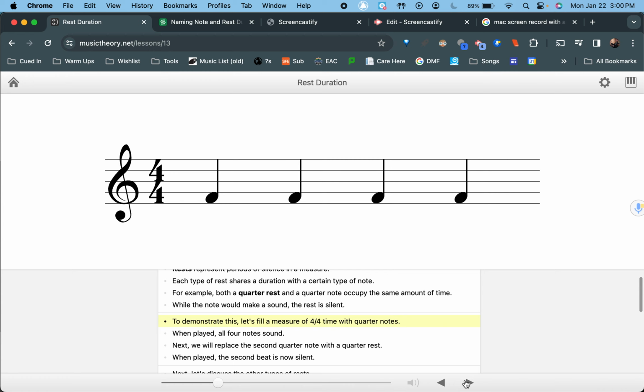To demonstrate, here's a measure of 4/4. So we're looking at a time signature here. Top number means how many beats in the measure. Bottom number means what type of note gets the beat. So we have a measure of 4 quarter notes, and that's what we see right here, 4 quarter notes.